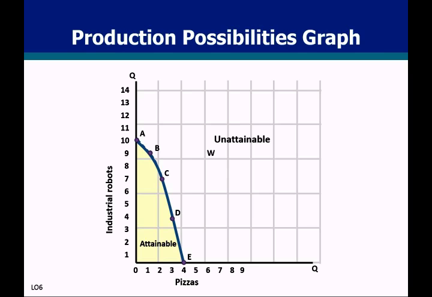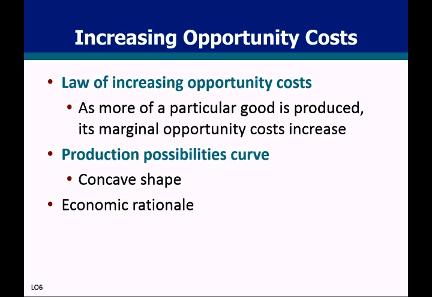So the tan area is attainable, but it's inefficient. The blue line represents full employment and full production, meaning every resource that I have is engaged. The area where the point W is unattainable, just like our budget line. We can't get there. All right? So these are the choices that I have. And so with this particular model, we're going to then be able to do some problems. So I'm kind of segueing into chapter 1 appendix.